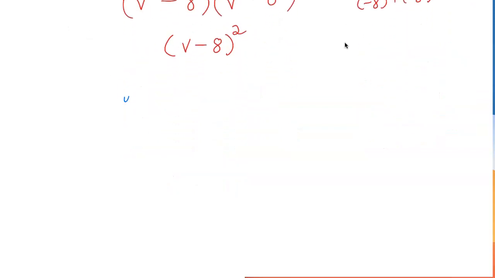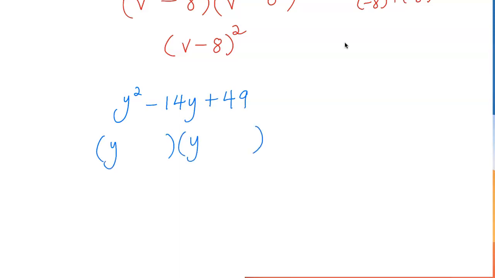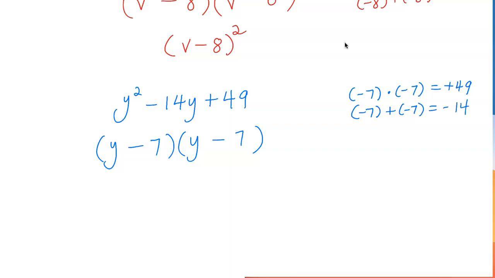How about if you have y squared minus 14y plus 49? We think of two numbers that multiply to be 49. 7 times 7 is 49, right? But if I multiply negative 7 times negative 7, that's also positive 49. And we need these negative 7s this time because we want them to add up to negative 14. So I'm going to make them both negative again and simplify this as y minus 7 squared.